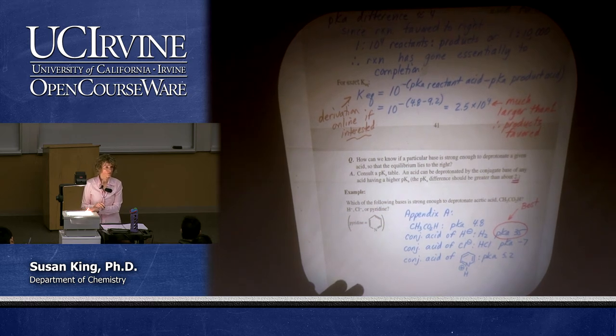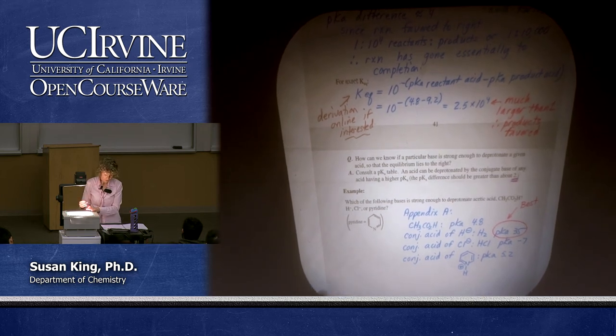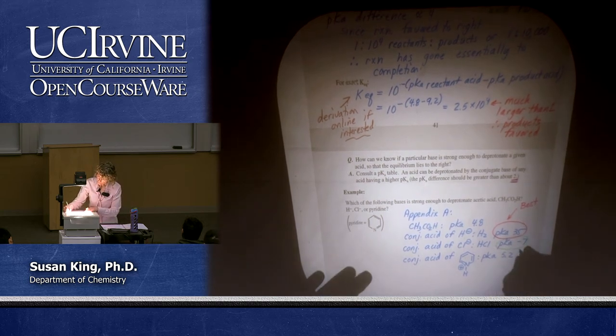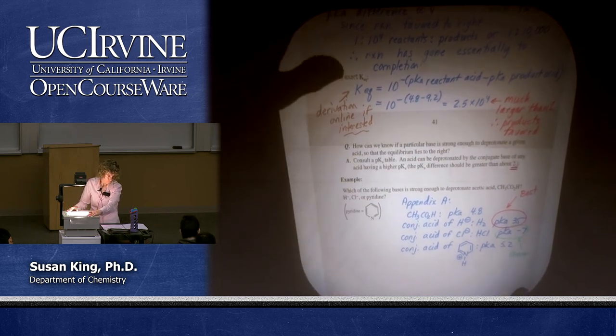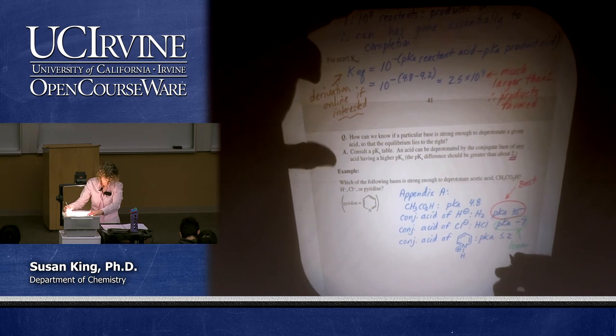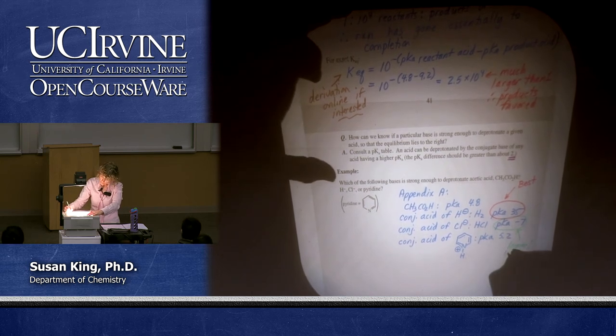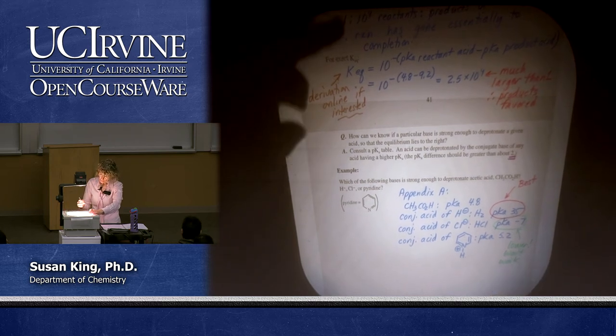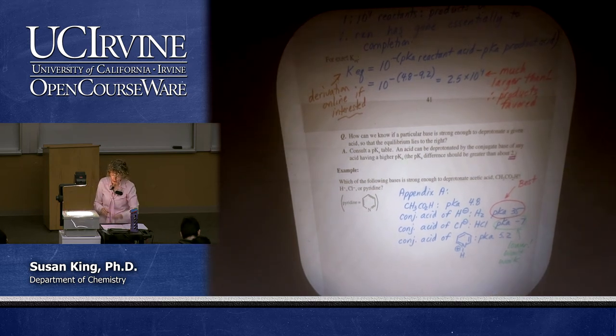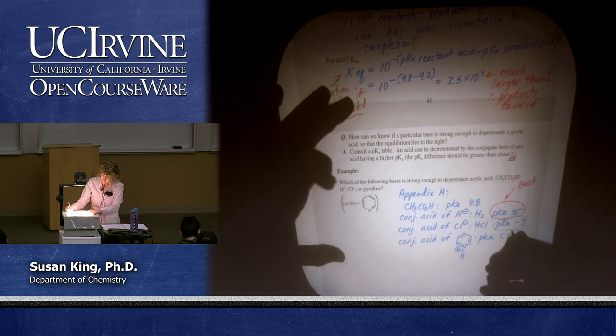Would chloride work? That has a lower pKa. The equilibrium will not be favored in the direction to deprotonate the acid. So this is lower, so it will never work. Lower, so it won't work. And then the last one here is higher, but it's not enough.